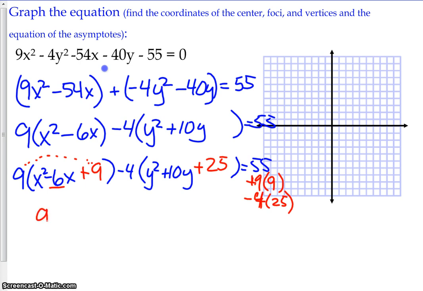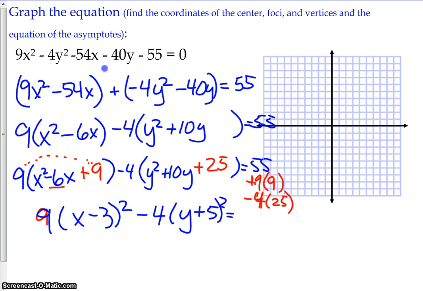So now here I would get 9 times x minus 3 quantity squared. Here it's minus 4 times y plus 5 quantity squared equals, I have to think what I have here. I have 81, I have 55, and I have a negative 100. All right, 81 and the 55 together, I'm going to pause. I got 36 for my answer there. So now I'm going to divide everything by 36 because we know we have to have it equal to 1.